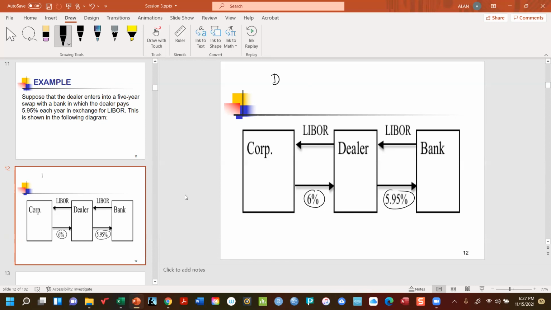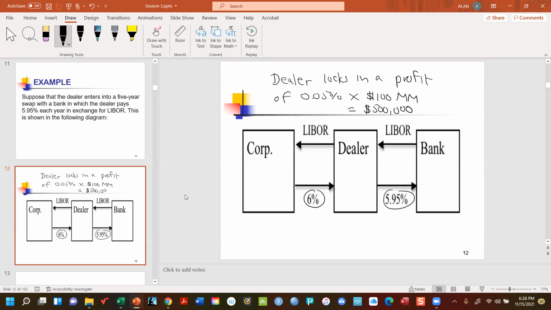So the dealer locks in a profit. Now, again, this is net of any credit events that might take place, of 0.05% times $100 million, which is $500,000. That's not bad for a day's work. Once they have themselves set up in these two swaps, they're guaranteed. Actually, this is every period. In other words, if these are two 5-year swaps, they're going to make this every year.